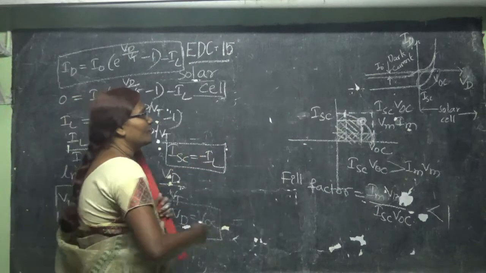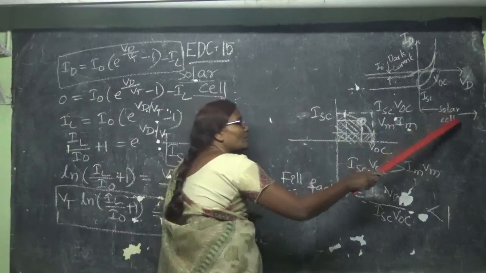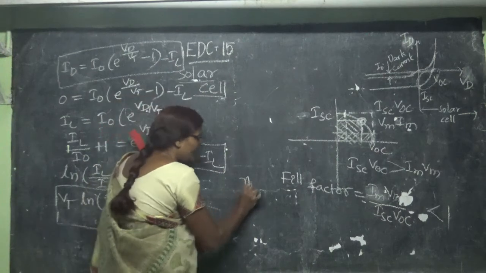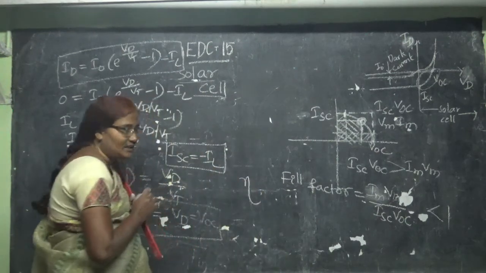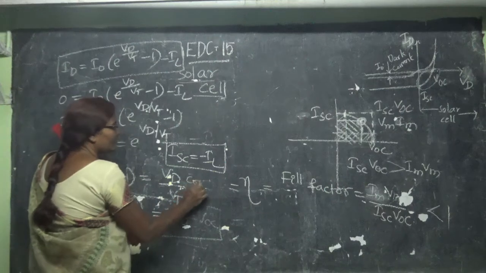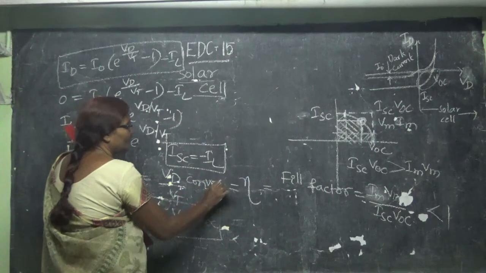Now we are going to find the efficiency of my solar cell. What is the efficiency of my solar cell? It is represented with eta, which is also known as conversion efficiency.